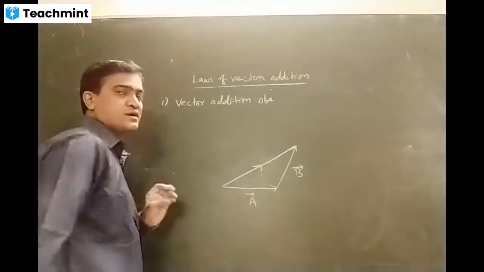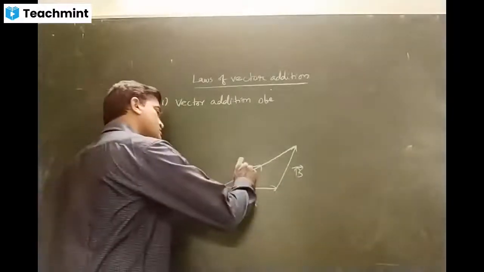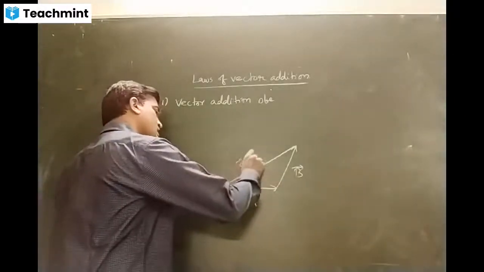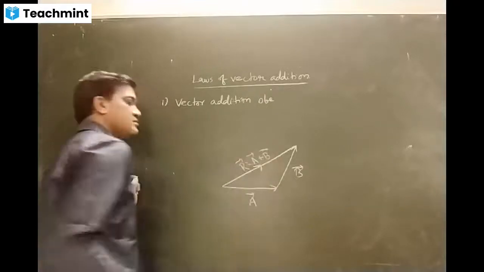First vector is A bar. Second vector is B bar. R bar is equal to A bar plus B bar.